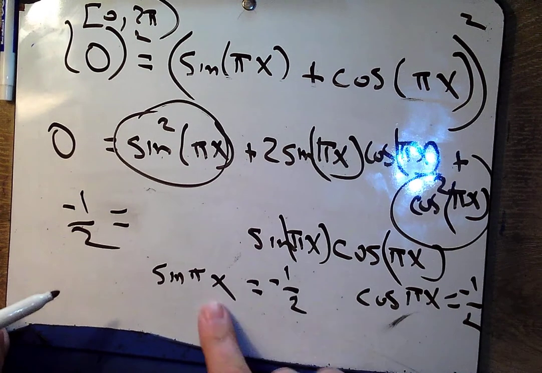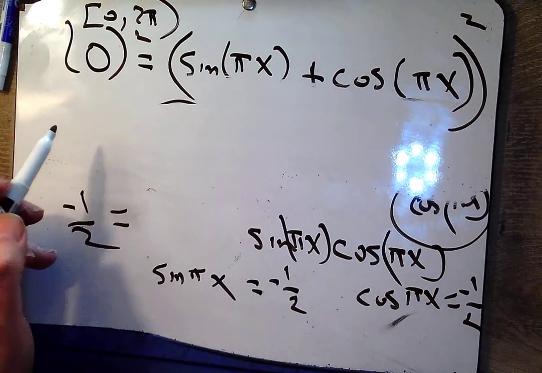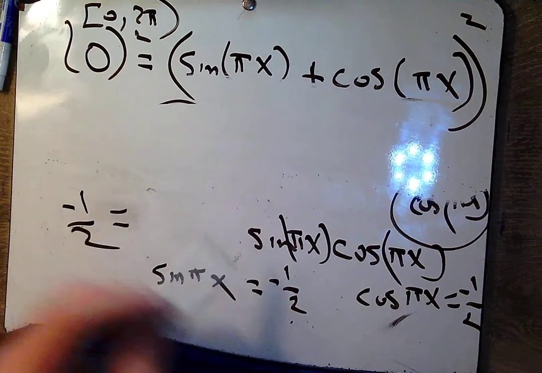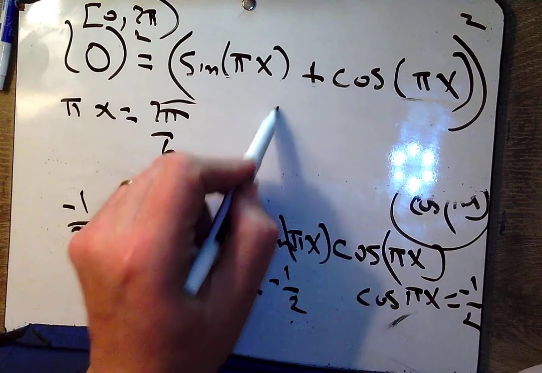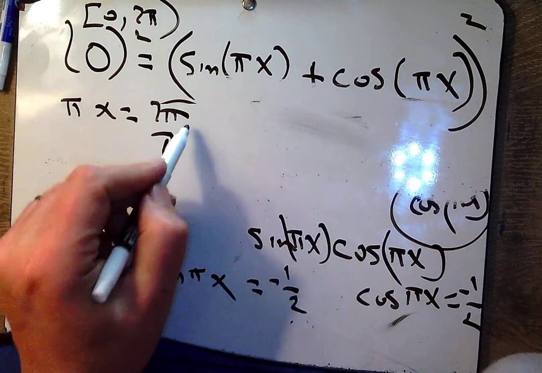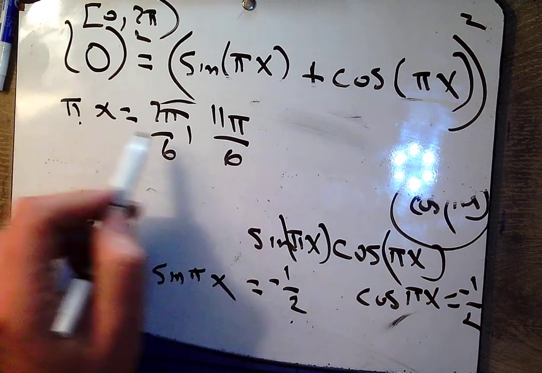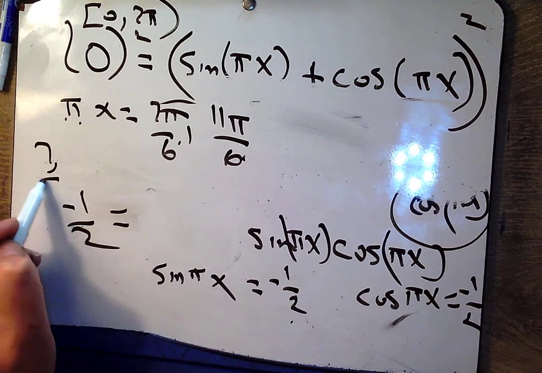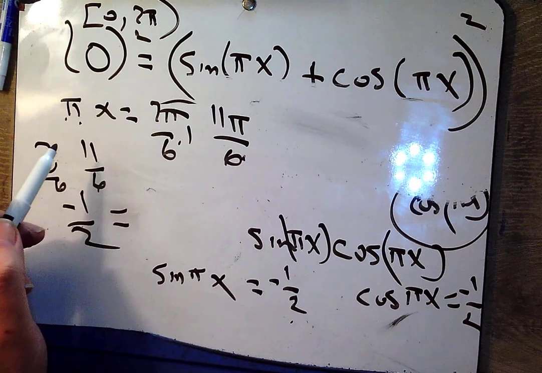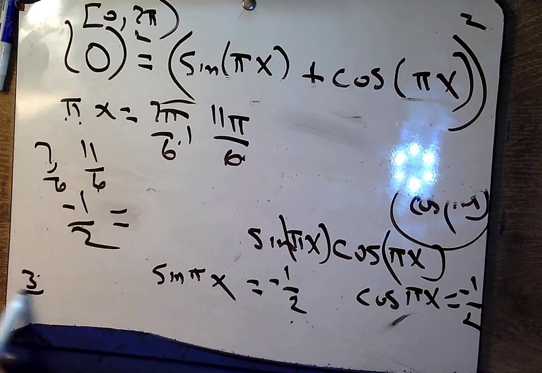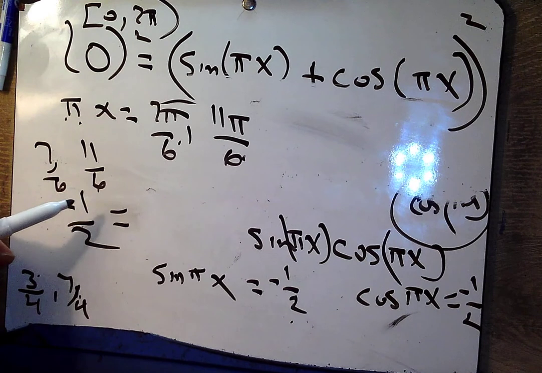So when does sine equal negative 1/2? Well, that happens at pi x equals 7 pi over 6 and 11 pi over 6. And now I've got a problem, because if I divide these by pi, I've got 7/6 and 11/6. I didn't see those answers before. We had 3/4 and 7/4. Oh, that didn't happen here. What? Why?